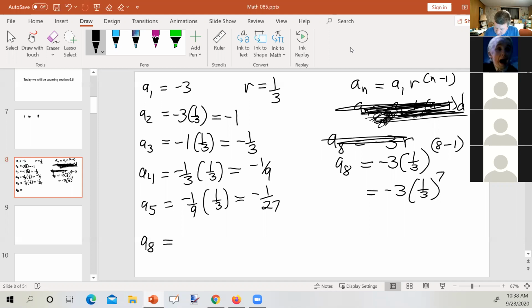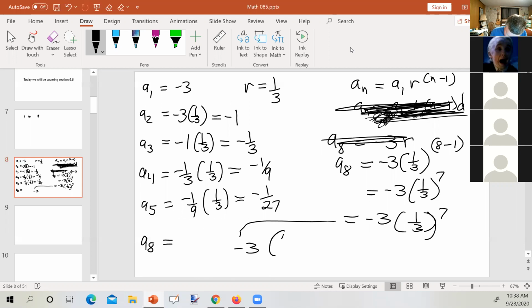So let's look at this again. This would be like negative 3 times 1/3 to the 7th power, right? That would be like negative 3 times 1 to the 7th power over 3 to the 7th power, okay? If you have a quotient as part of the base raised to a power, you attach that exponent outside to both the numerator and the denominator. You following that okay? Yes.